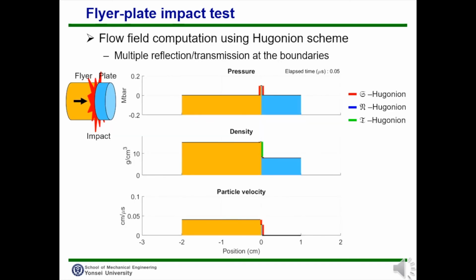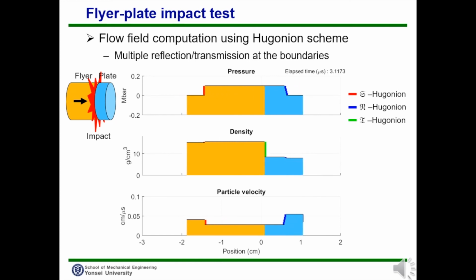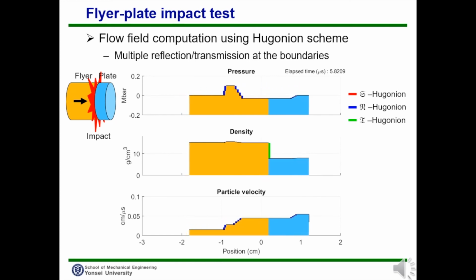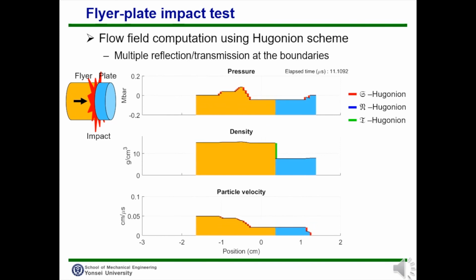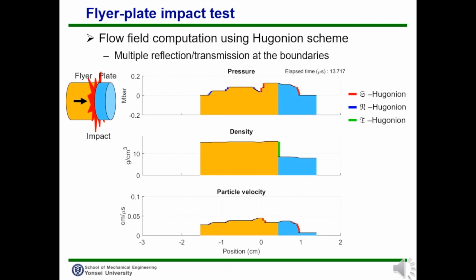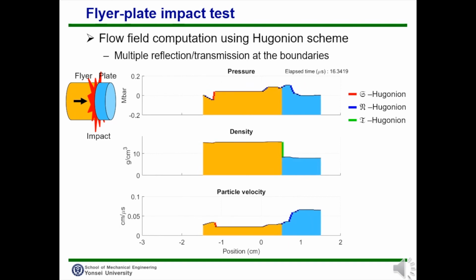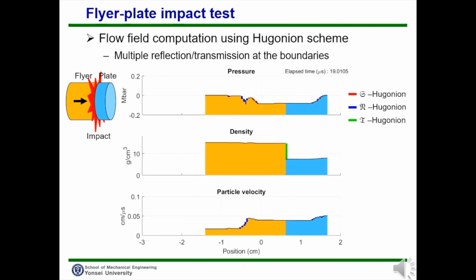Here is the result of the flow field computation using the Hugoniot scheme. At the impact, high-pressure shock waves are generated at the flyer-plate boundary. These shocks are modeled as S-Hugoniots, shown in red. These Hugoniots take ballistic flights to the end of the other boundary. At the free boundaries, they are reflected as a set of R-Hugoniots. R-Hugoniots then again take ballistic flights and interact with other Hugoniots, giving rise to a complex flow field.